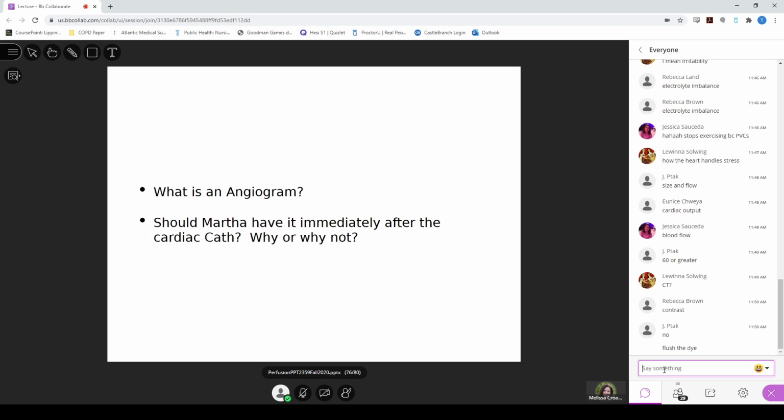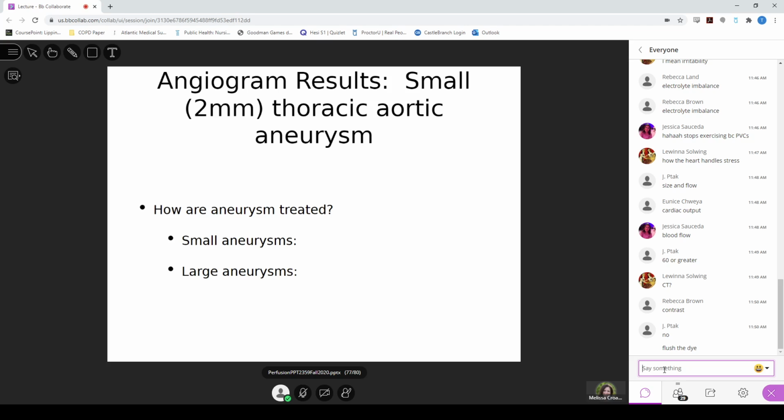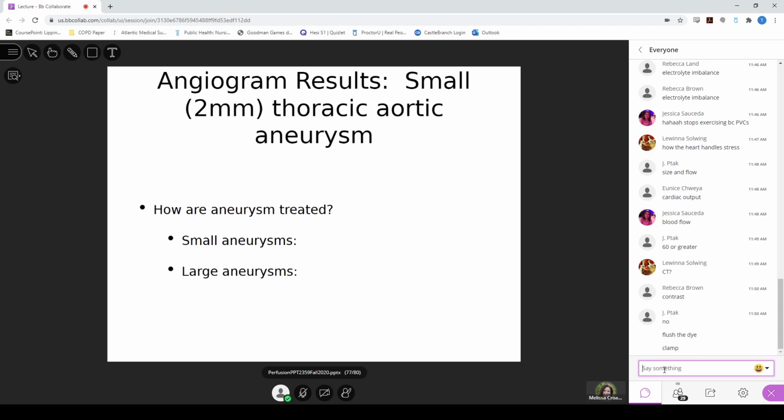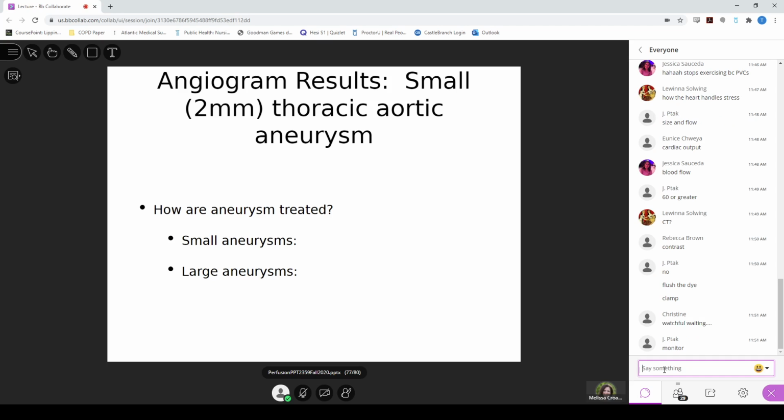Okay, so hers is done 72 hours, and it shows a small 2 millimeter thoracic aortic aneurysm. So how can aneurysms be treated? Hers is small, so what do they do for small ones? Small ones you can do watch and wait, right? Yes, watch and wait and monitor. You're going to repeat the imaging study every 6 months to track any changes.